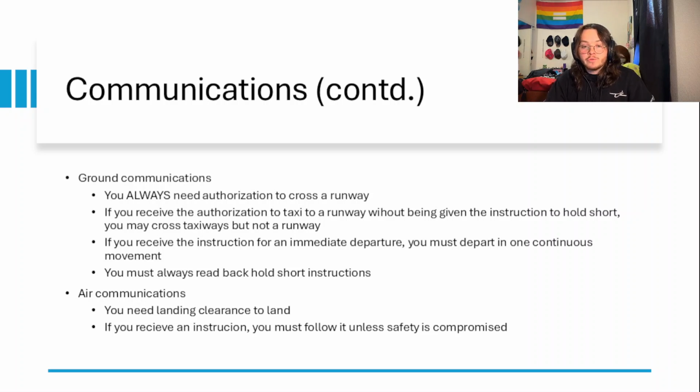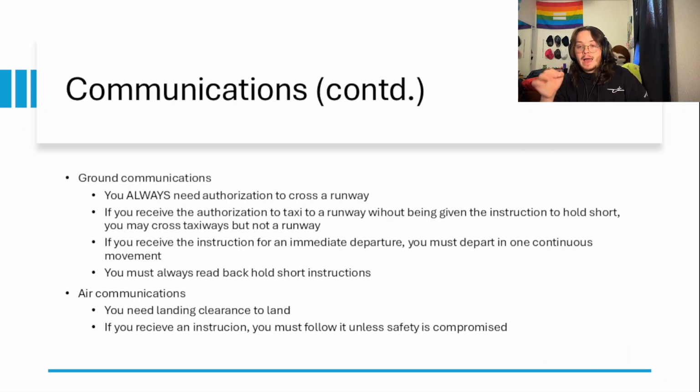If you receive the instruction for an immediate departure, you must depart in one continuous movement. So what this means is that the airport may be really busy, and so the air traffic controllers might say, Alpha Delta Foxtrot, could you take an immediate departure? And you could decide yes or no. And if you decide yes, you must get on the runway and take off immediately in one continuous motion.